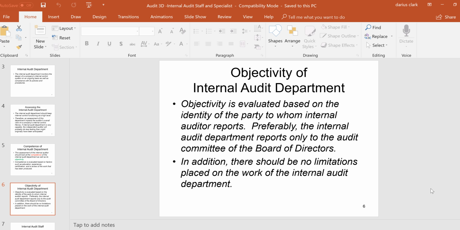And if the internal audit staff has to report to a president, a vice president, some high-level executive, that would be bad news for objectivity, because then that person would be able to put some undue influence on the internal audit staff. And you never want to see that if you're trying to assess this internal audit department as objective. You want them to be able to report above the head of any officers.